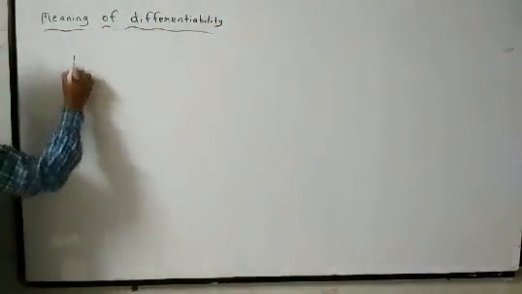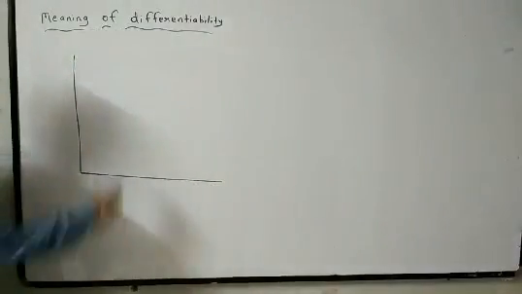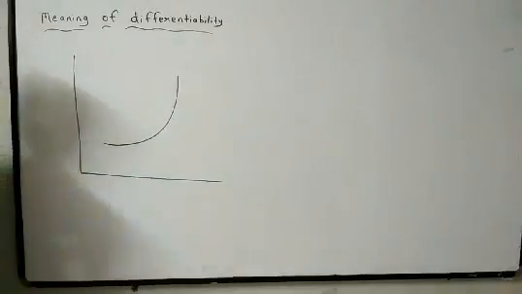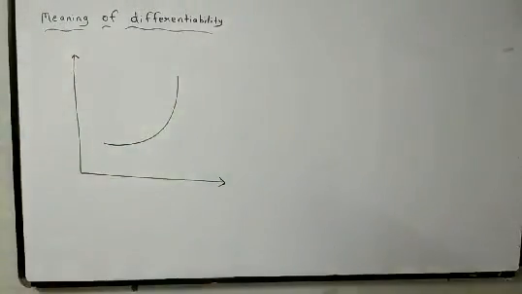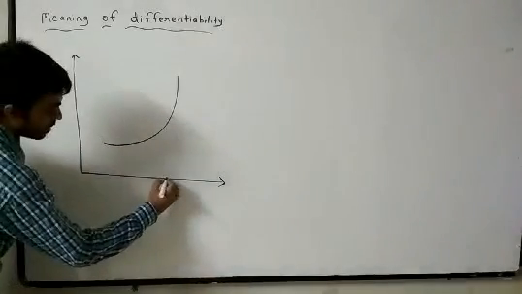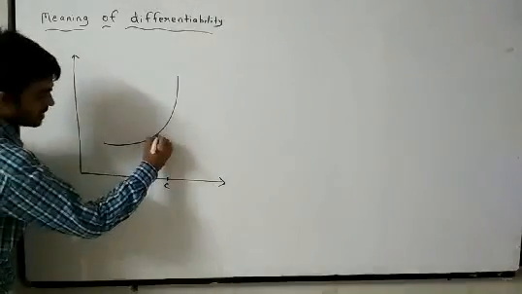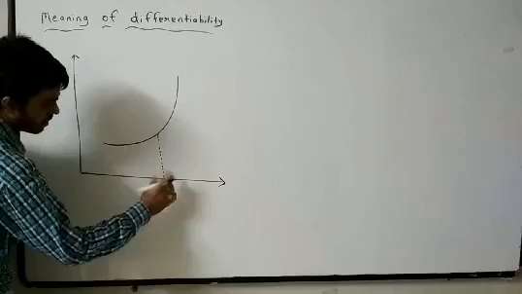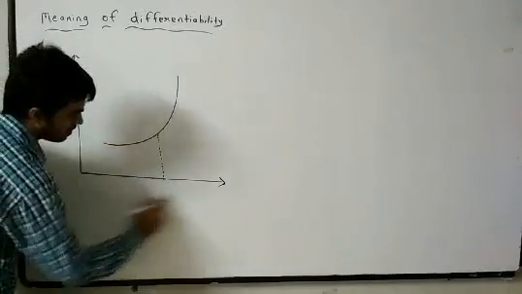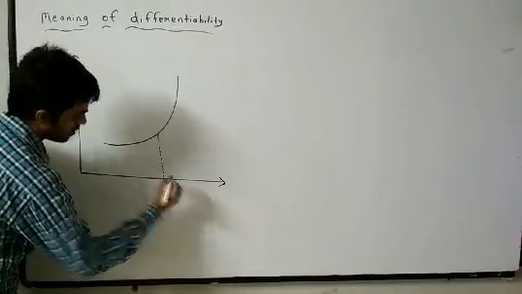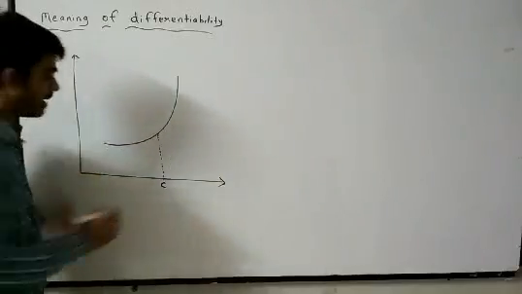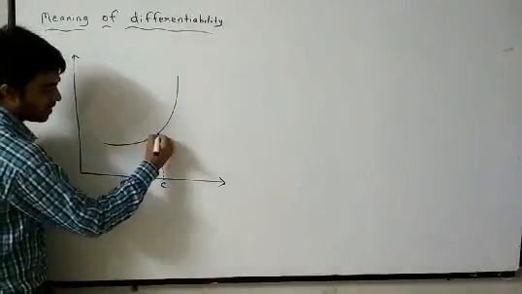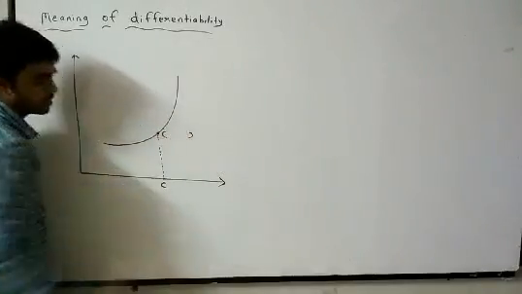Let us see, this is one curve. I hope it is visible to you. Now let us take one point C over here. Understand it very carefully. If this is a point C, then what will be its coordinates?